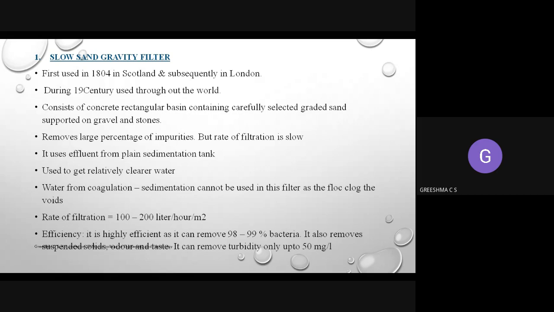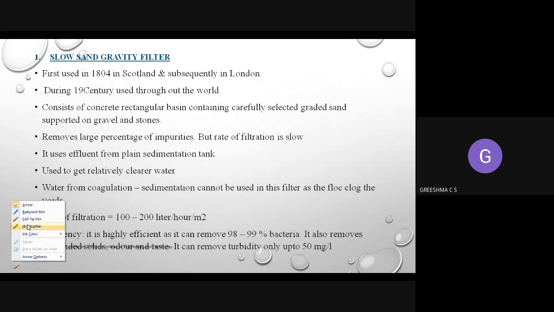That is, in the 18th century it was first used in Scotland, and in the 19th century, because of its use, it has been used worldwide. Okay, so the slow sand filter consists of a concrete rectangular basin with carefully selected, graded gravel supported on gravel and stones.